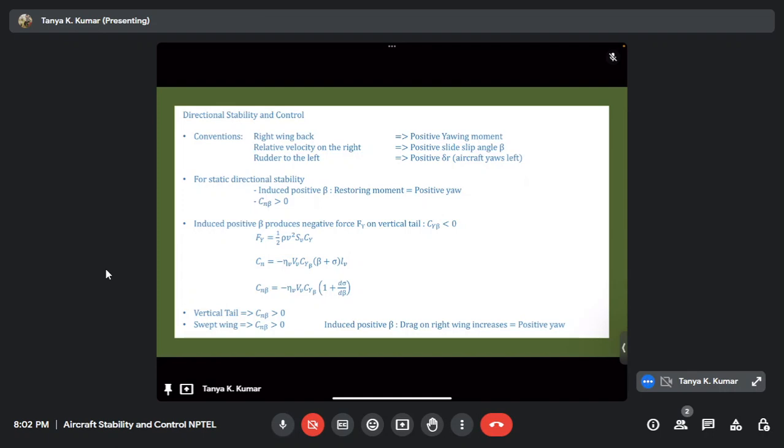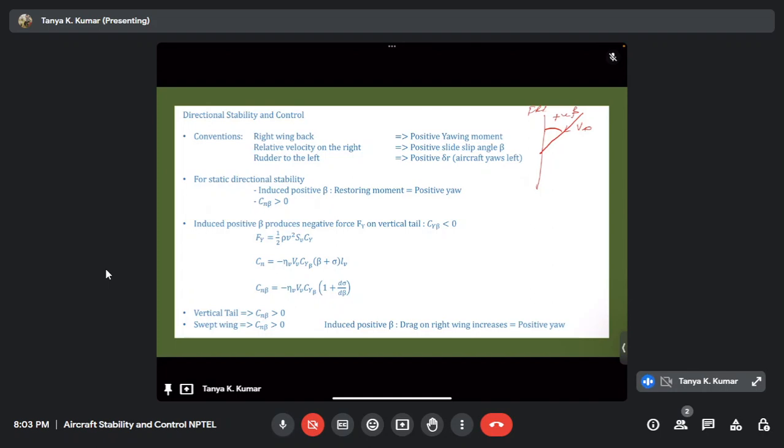Okay? Then the convention for the side slip angle. The relative velocity vector, when it's towards the right, it is a positive side slip. What does that mean? This was your fuselage reference line, and if your relative velocity is coming from the right, this is positive beta. This is V infinity or V relative, and this is your fuselage reference line. Then the convention for the deflection of the control surface. Rudder deflection towards the left is considered positive delta R.